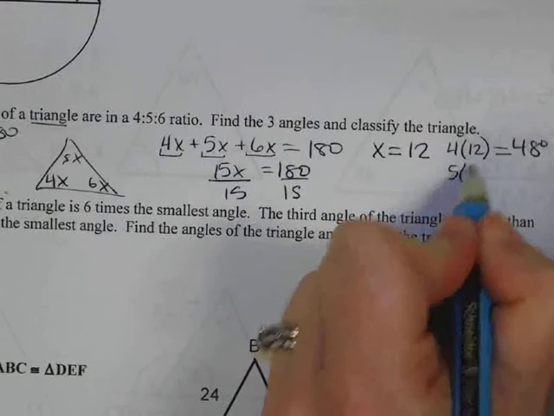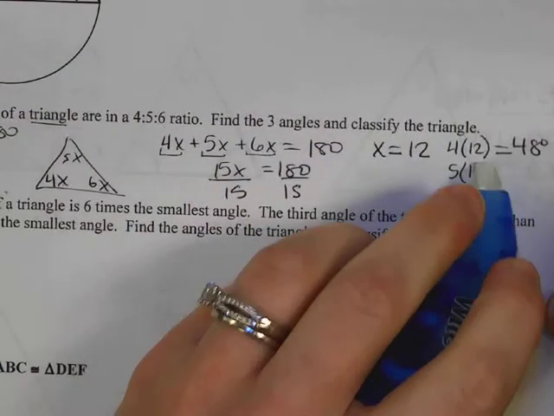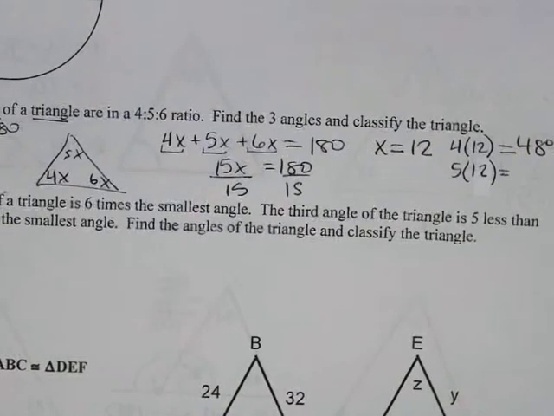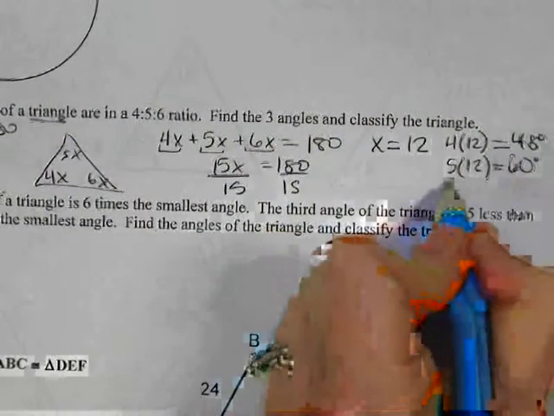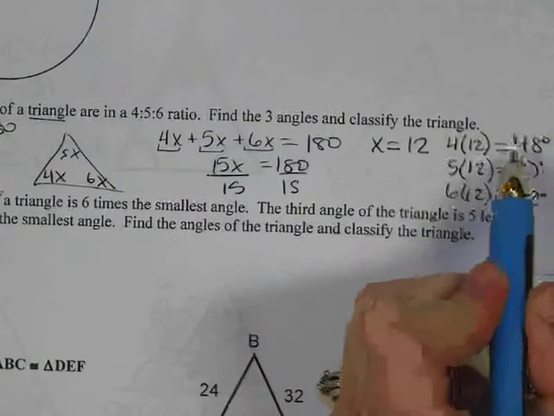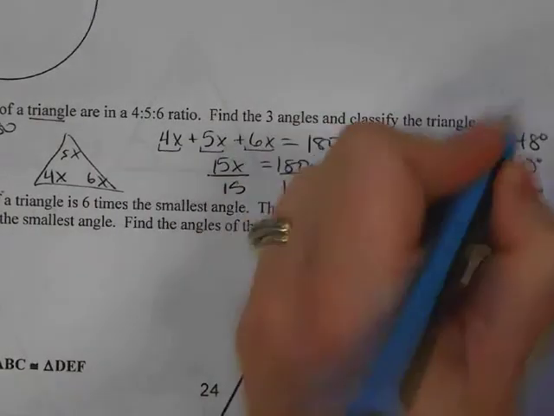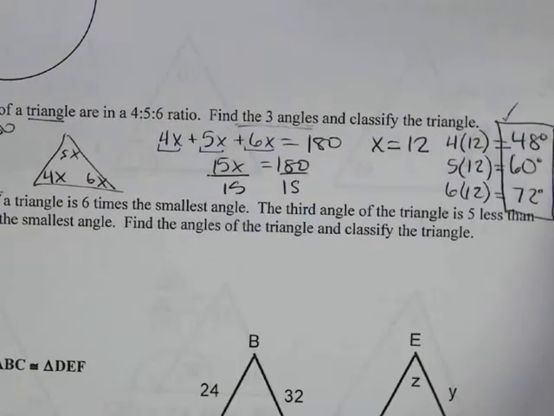And then 5 times 12, I can't write very well today. Five times 12 is going to give me 60 degrees for one angle. And then 6 times 12 is going to give me the last angle measure, which would be 72 degrees. A good check is to make sure 48 plus 60 plus 72 add to 180, which they do, so that's a good check. So we answered the first part. We have our 3 angles right here.